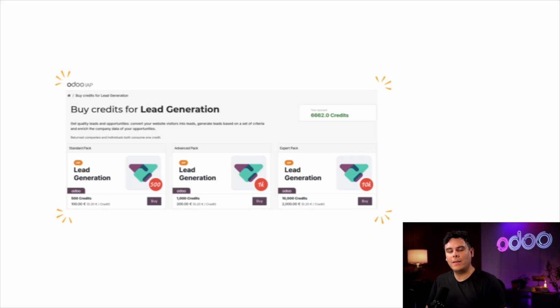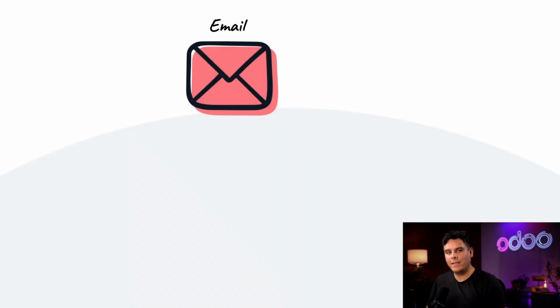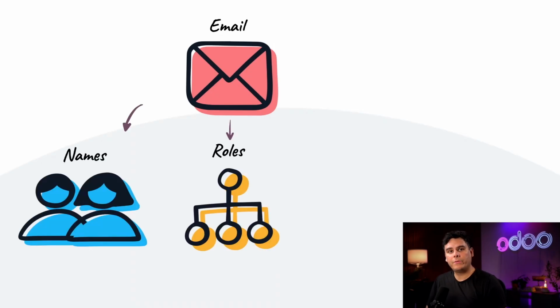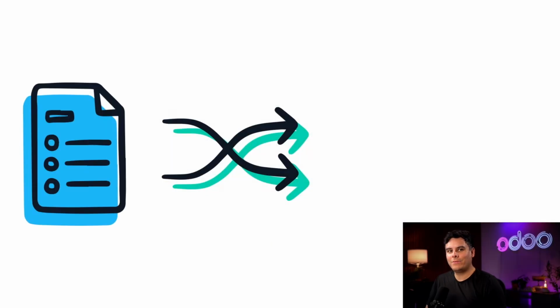Lead Enrichment is an in app purchase service built into the CRM app. Starting from just an email address, you can get essential information about a contact's business, like names, roles, addresses, and more. All that crucial information is sure to give you the edge to turn an opportunity into a satisfied customer.